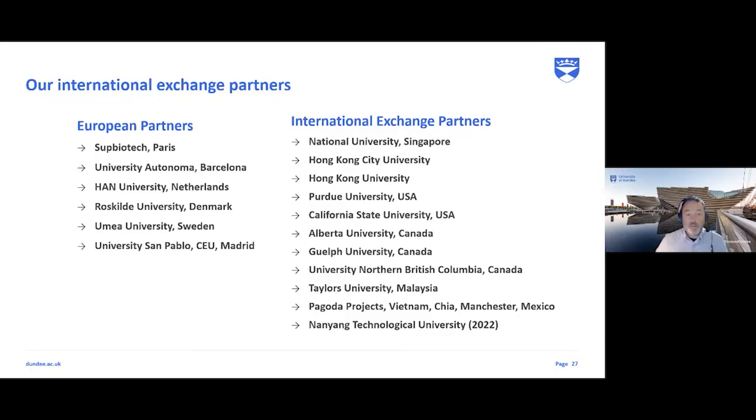We also have international exchange partners that include the National University of Singapore and other universities in the Far East, like Hong Kong, and the USA, Canada, Malaysia, and several other opportunities using the Pagoda projects that allow students to travel abroad in Vietnam, China, Mexico, and as far away as Manchester, if you believe it. And we have an exciting opportunity with Nanyang Technological University lined up for the next academic year. Next slide, please.